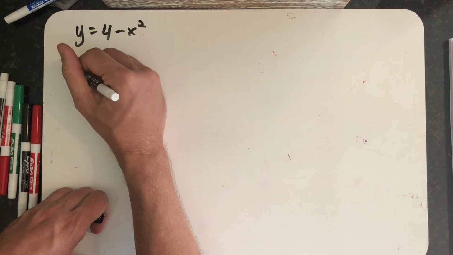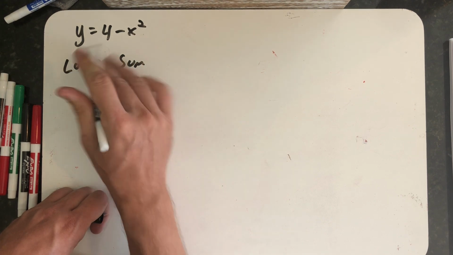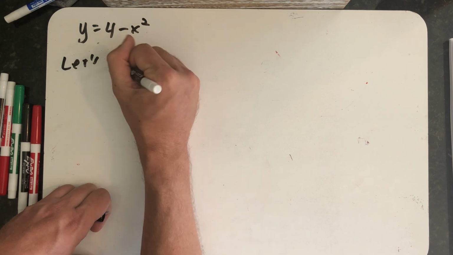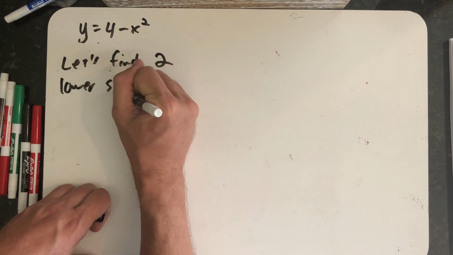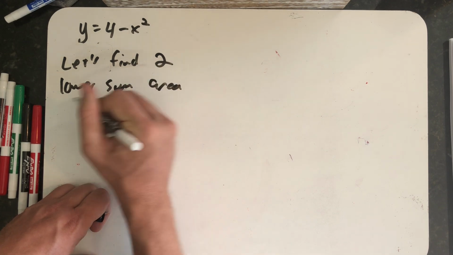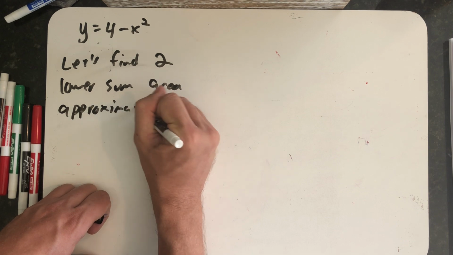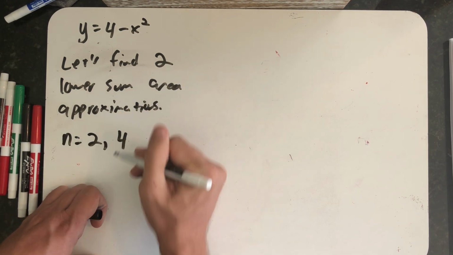And I want to find 2 lower sums. So let's write that down a little more formally. Let's find 2 lower sum area approximations. One with 2 rectangles and one with 4 rectangles.